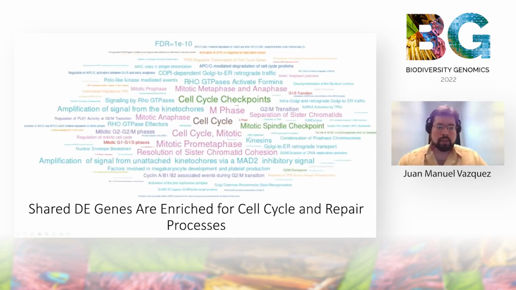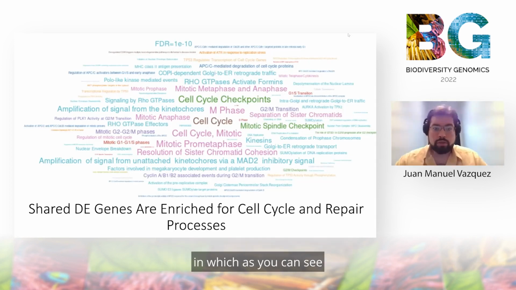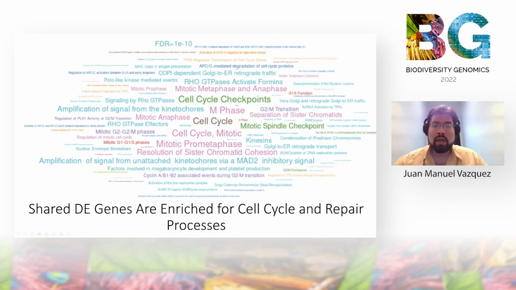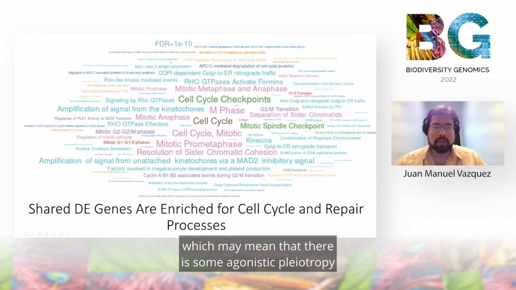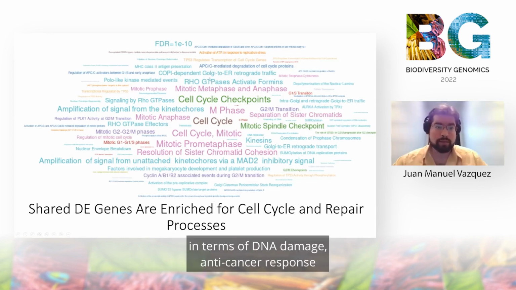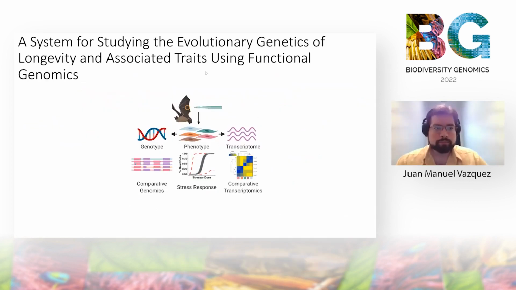And these are the pathways that the differentially expressed genes are involved in, which, as you can see, include some genes that we would expect, such as cell cycle and DNA damage. But there are also some genes that are involved in immune response, which may mean that there is some antagonistic pleiotropy ongoing between their response to stress in terms of DNA damage, anti-cancer response, and some of their immune system genes that have evolved in these different species.